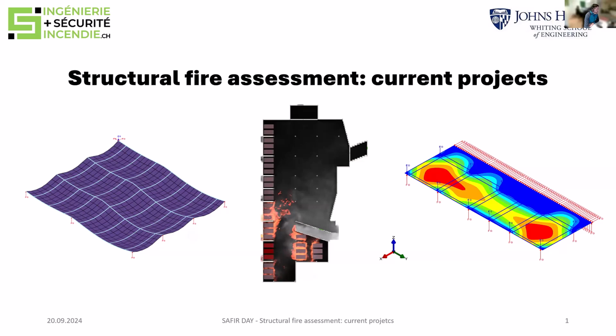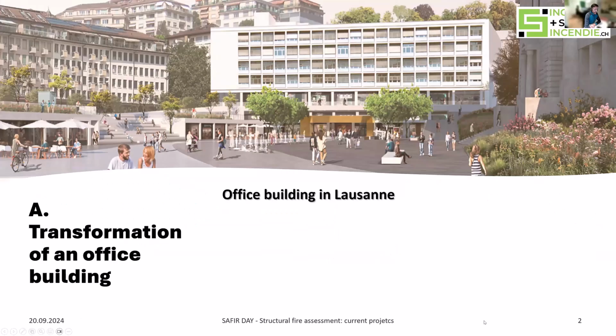We will present with Julien some projects that we are working on now in Switzerland. The first project is an office building in Lausanne, in the main city. It's the building that you see behind in this picture. It needs to comply with fire standards, 60-minute fire resistance. It's a building made of steel and concrete, built in the 70s, I think.